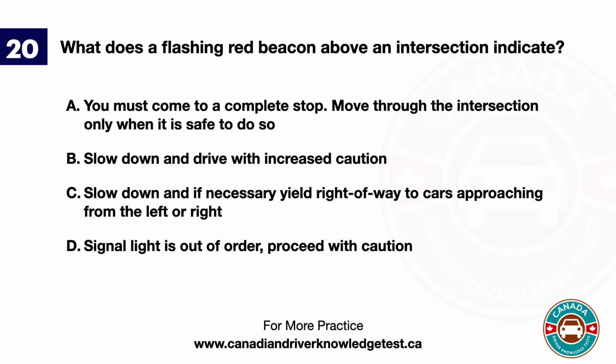Question 20. What does a flashing red beacon above an intersection indicate? A. You must come to a complete stop. Move through the intersection only when it is safe to do so. B. Slow down and drive with increased caution. C. Slow down and if necessary yield right of way to cars approaching from the left or right. D. Signal light is out of order. Proceed with caution. The answer is A. You must come to a complete stop. Move through the intersection only when it is safe to do so.